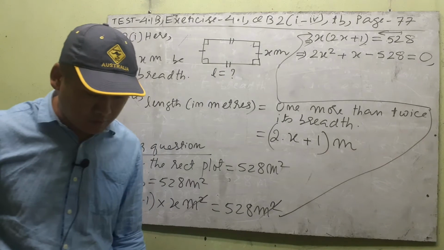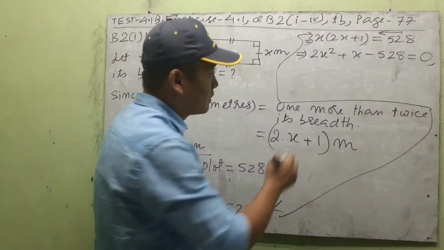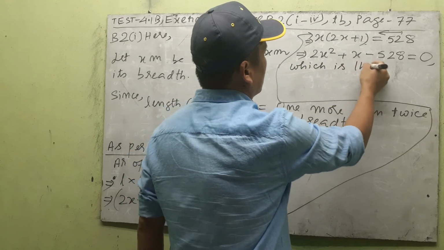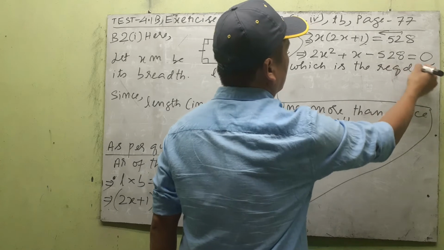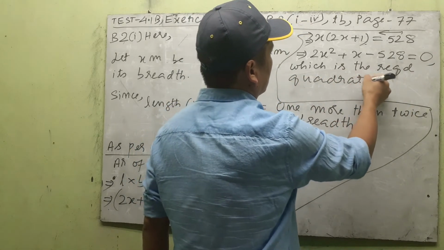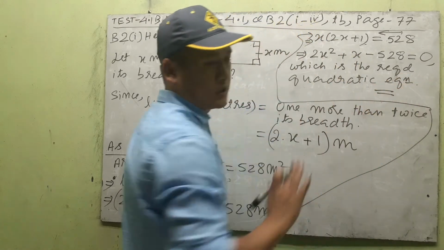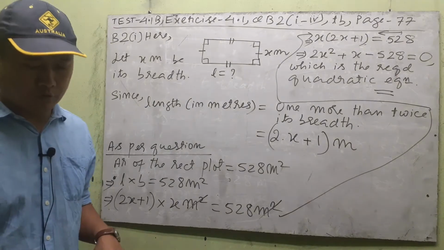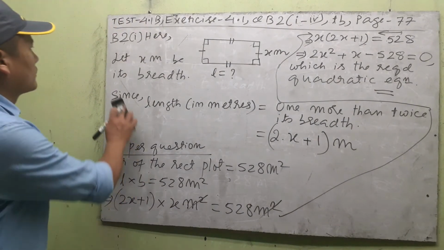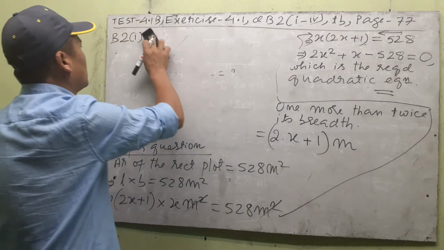So this is the same as the textbook question. Which is the required quadratic equation? The question is asking us to form this equation. We have formed the right equation. Okay, so that concludes number 1. Let's go to 2. We'll do it slowly so we get it thoroughly.